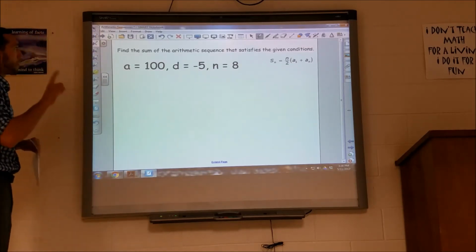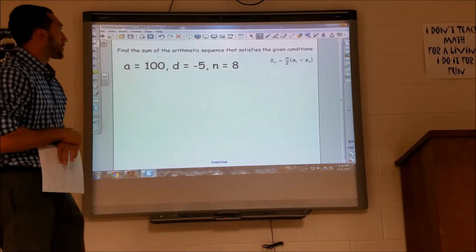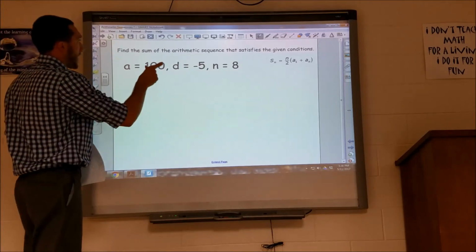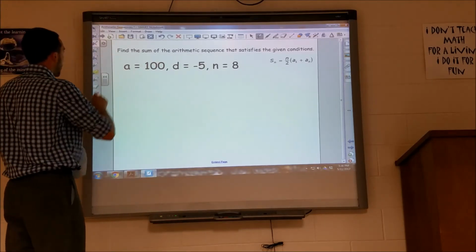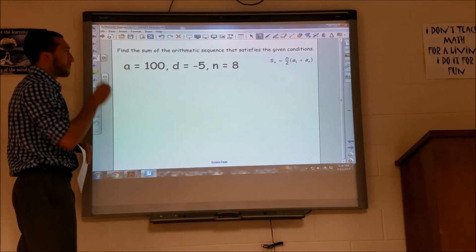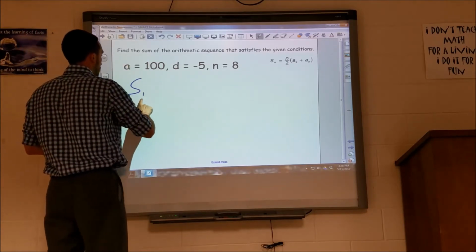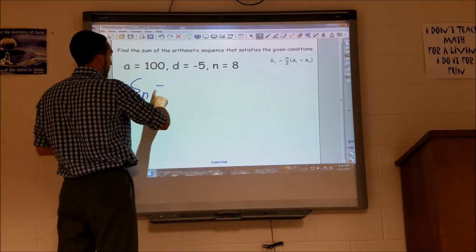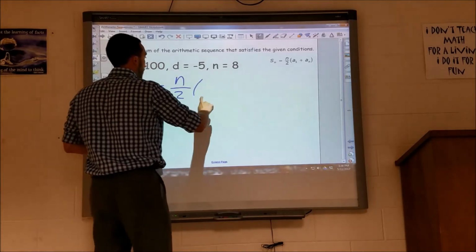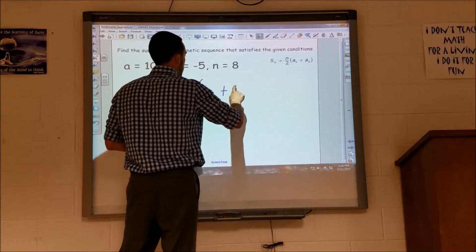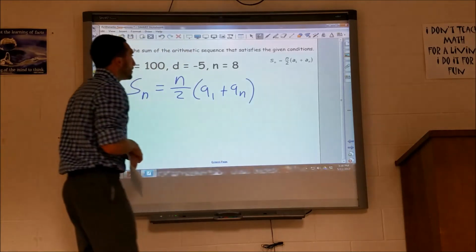So, they want me to find the partial sum of the arithmetic sequence that satisfies these conditions. Okay, so a sub 1 meaning my first term. Okay, so again, Sn equals n over 2 times a sub 1, my first term, plus a sub n.